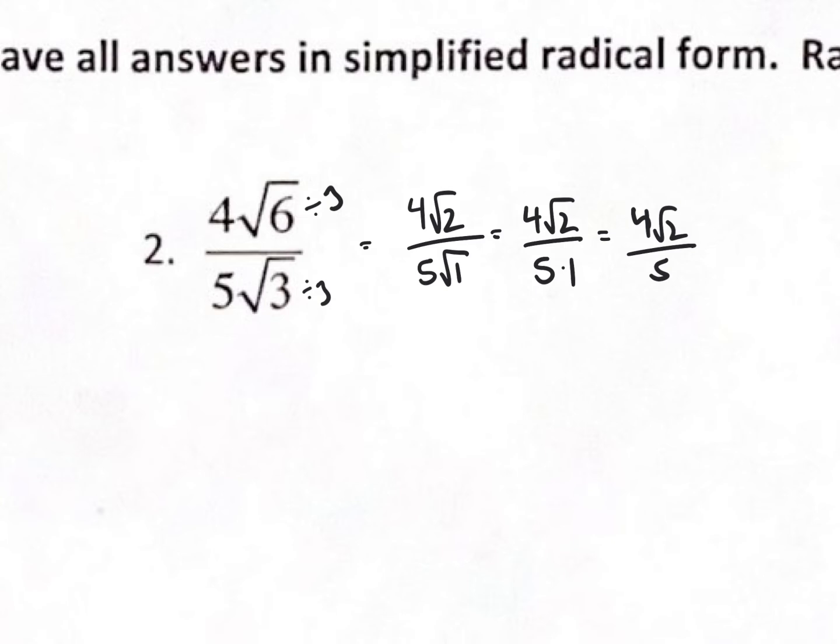Now don't forget, if you have something like the square root of 5 over the square root of 3, we need to rationalize the denominator, which means you have to multiply the top and the bottom by the square root that's in the denominator. So I'd multiply the top by the square root of 3, the denominator by the square root of 3, to give me the square root of 15 over 3. And then you can't simplify that any further because 15 is underneath the square root and 3 is not.